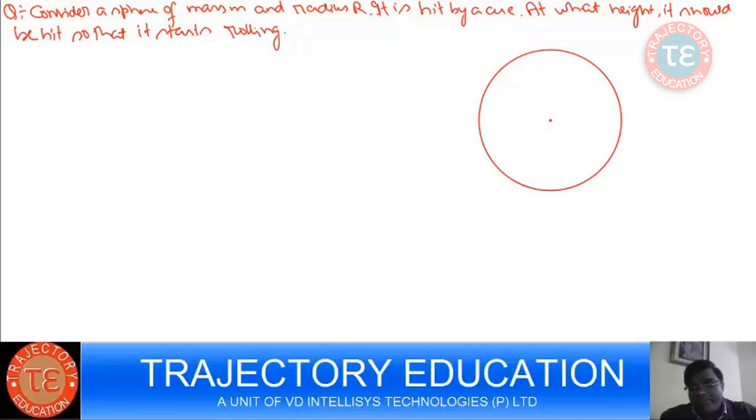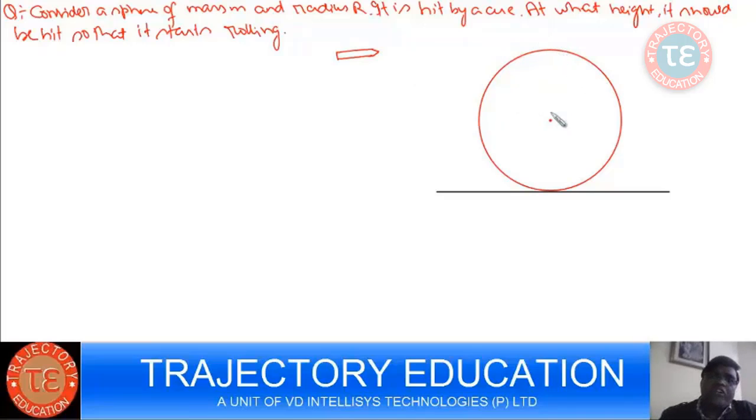Suppose this is the sphere, and it's kept on the surface. Now the question is, at what height must I hit this sphere with a cue? A cue is basically a stick with a pointed edge. We use it in billiards, right? So it's a stick with a pointed edge.